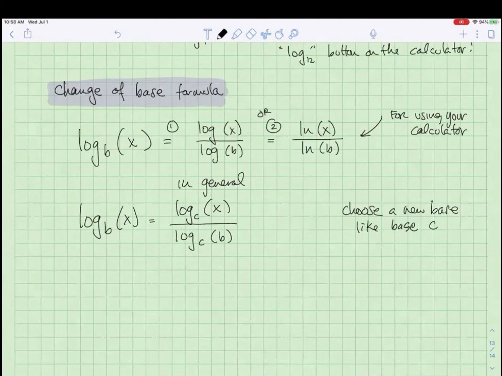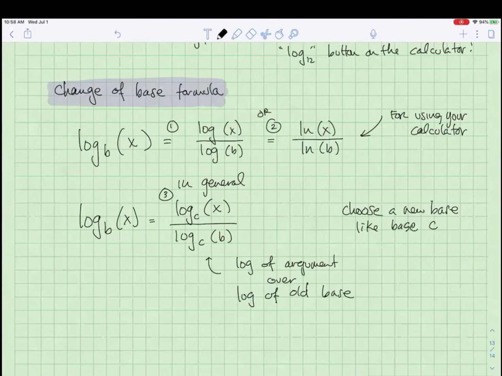So, what you need to do is maybe memorize this in words. For all three cases up here, this is the log of the argument over the log of the old base, using the new base in both cases.